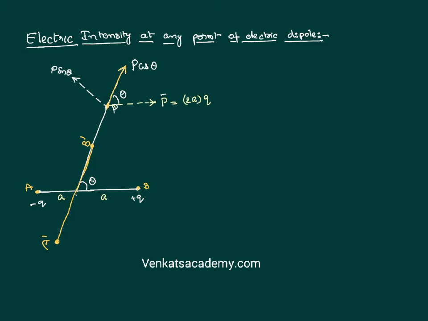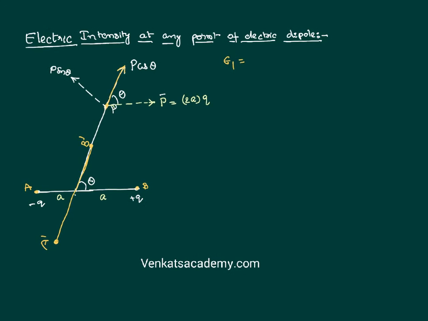As we have proved in the previous class, the electric field due to a dipole on the axial line can be written as 2p by r cube, where r is the distance of that point. But here the entire p is not acting on this line, only p cos theta is acting. So I have to write that as p cos theta by r cube, along the direction given, say E1. This behaves like a combination with another dipole as something like this.